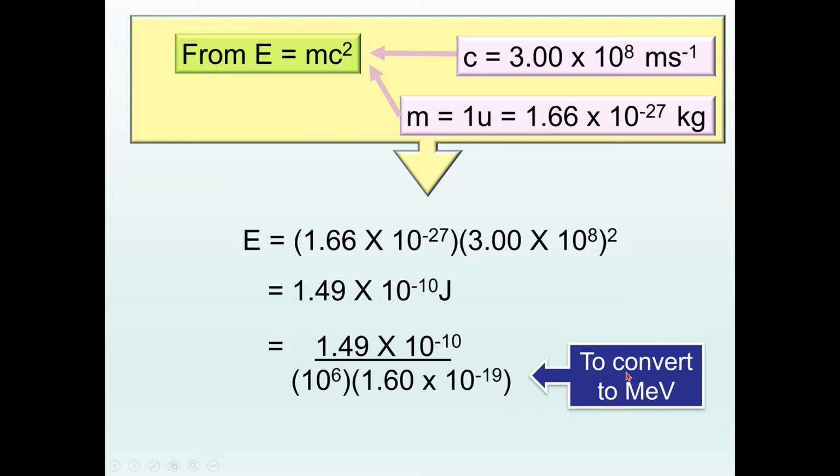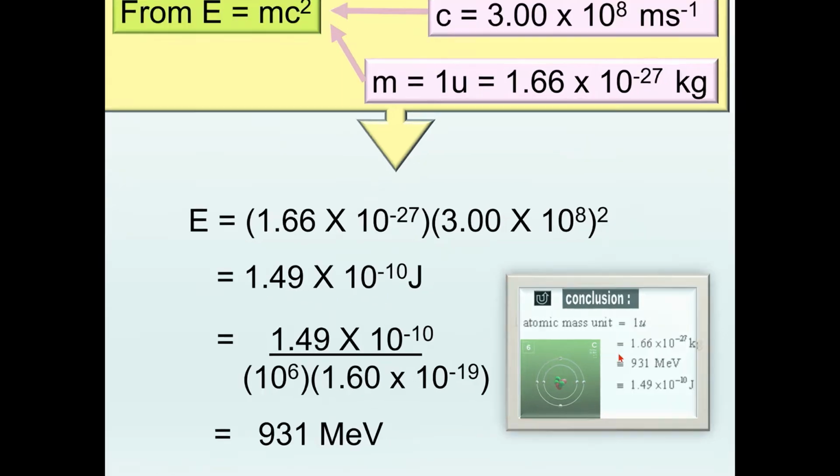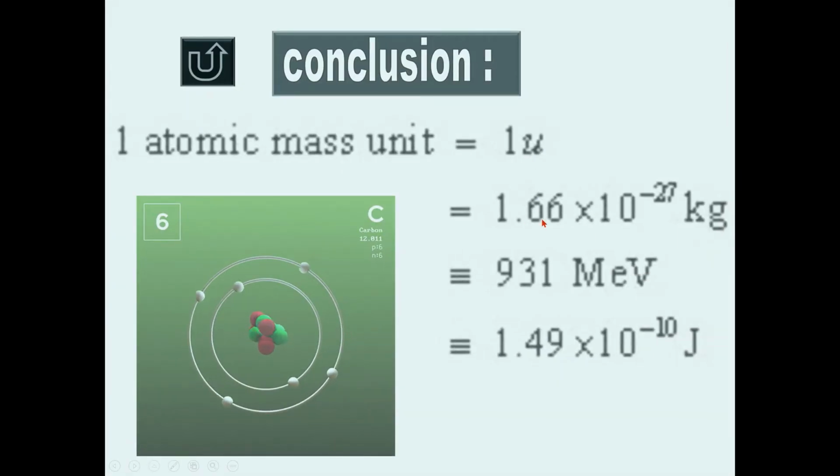To convert to mega electron volt, we divide this value, 1.49 times 10 to the power of negative 10, by 1.60 times 10 to the power of negative 19, and then for mega we divide by 10 to the power of 6, which becomes 931 mega electron volt. So we can conclude that 1 U is equivalent to 1.66 times 10 to the power of negative 27 kilogram and 931 mega electron volt, and equivalent to 1.49 times 10 to the power of negative 10 joule.